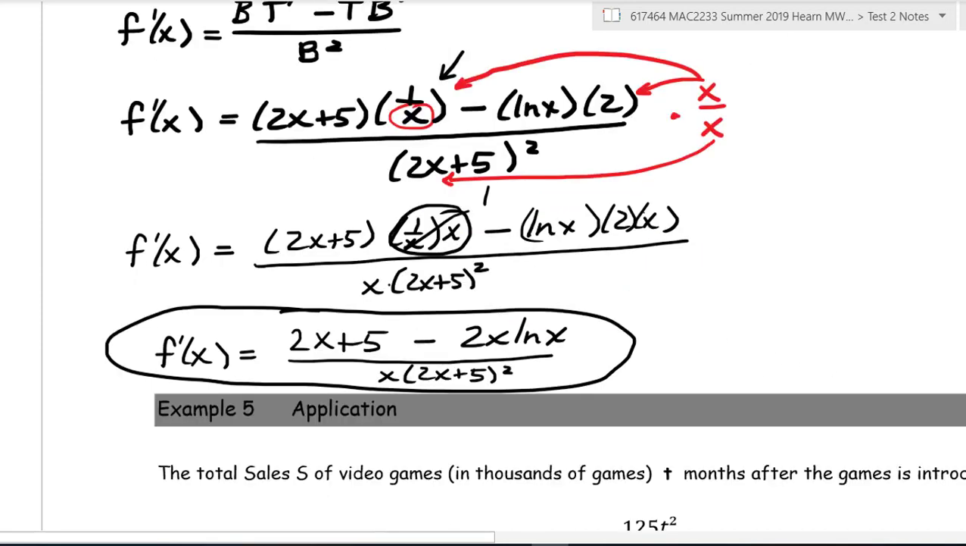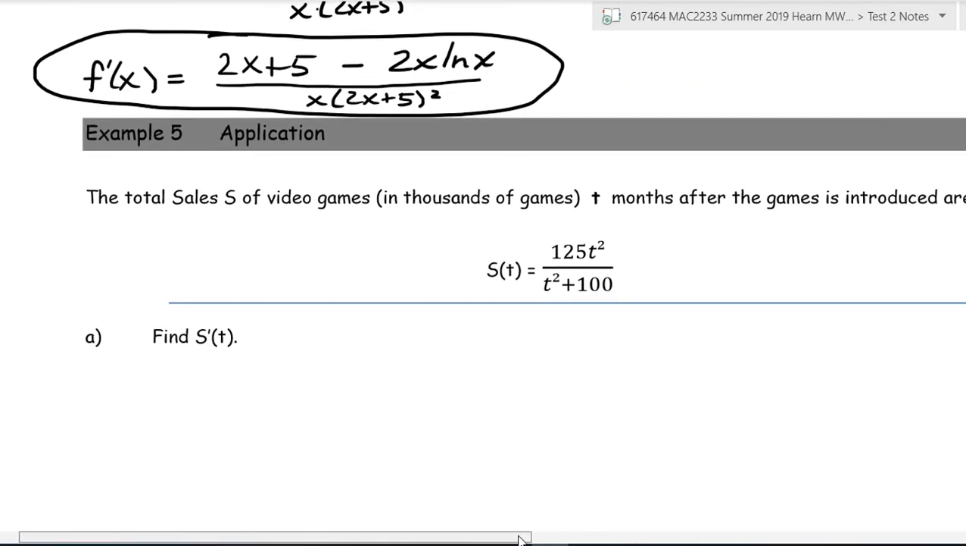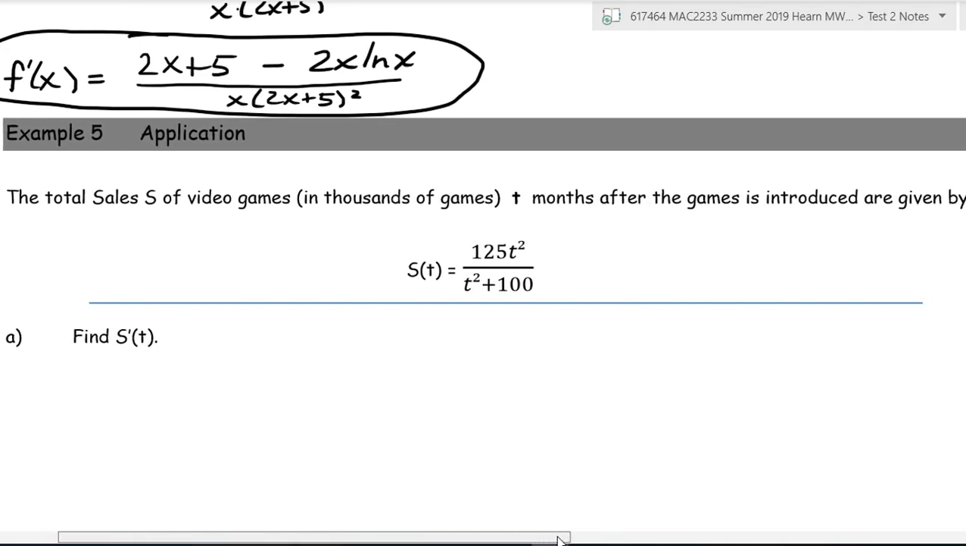So before we quit today, let's look at one example of an application using the rules that we've learned today. The total sales S of video games in thousands of games T months after the game is introduced are given by S of T equals 125 T squared over T squared plus 100. Part A of this problem asks us just to find S prime of T.